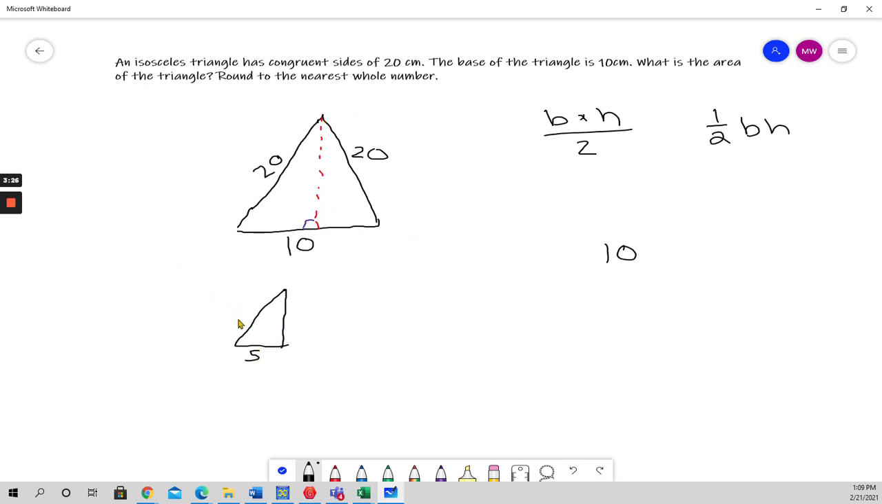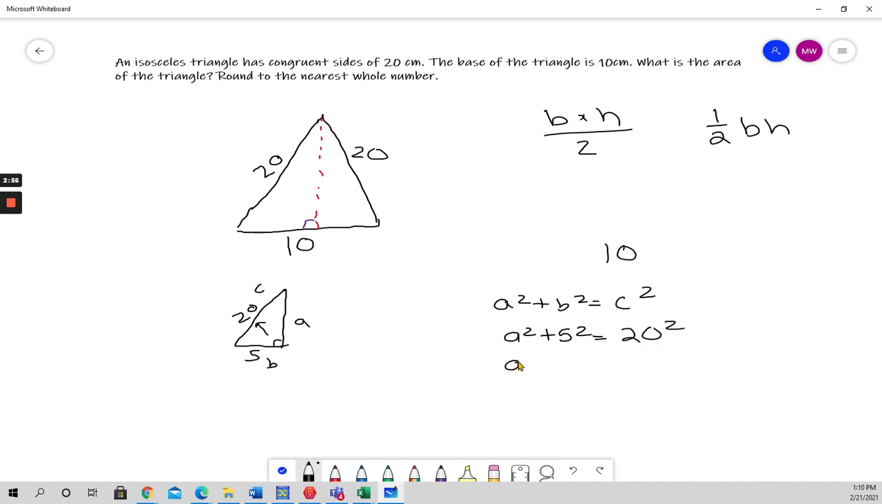So this is 5 and this is 20. And I'm missing one of my legs because this is a right angle. And so 20 is C, that's my hypotenuse. I'm going to say 5 is B and the missing leg is going to be A, which is my height. So I'm going to use the Pythagorean theorem, a squared plus b squared equals c squared. I don't have a, so a squared plus 5 squared equals 20 squared.